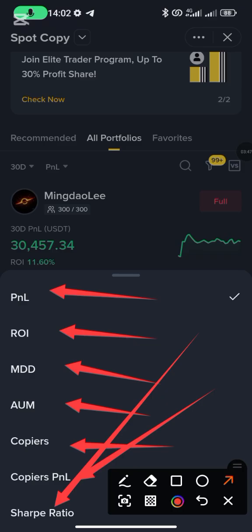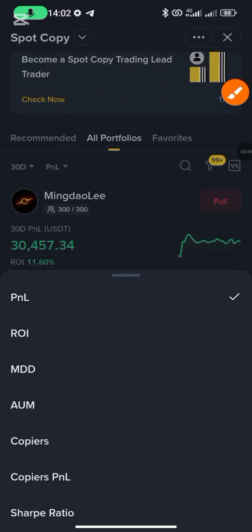So let's get to it. We have sorted based on profit and loss. Now let's sort based on return on investment, which is the second one.